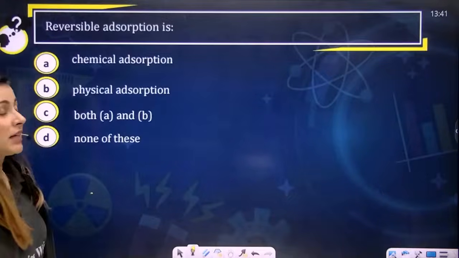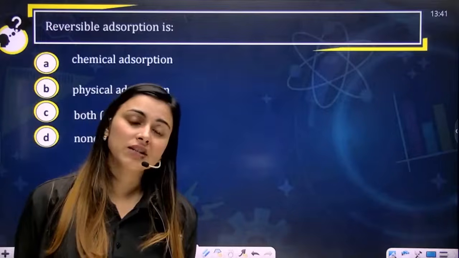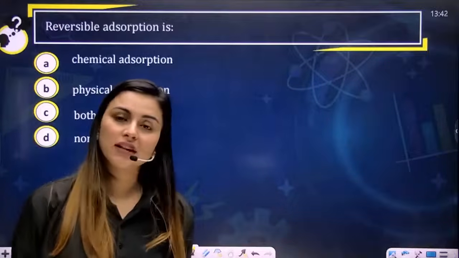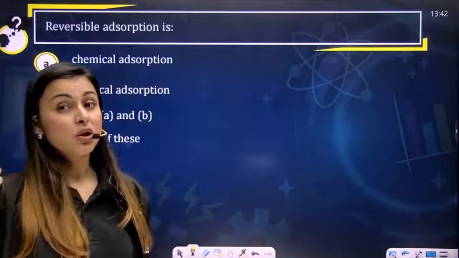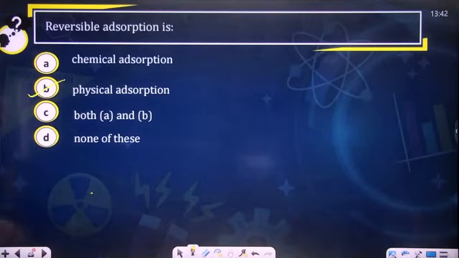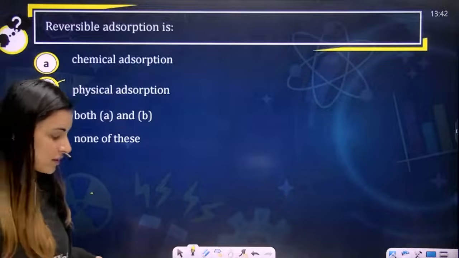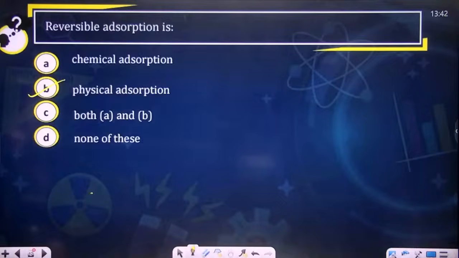Which is a reversible adsorption? Obviously, where there will be weak interactions, weak van der Waals interactions, their adsorption can take place. And that would be reversible as well. So we say that physical adsorption, option B will be your correct answer. Your chemical adsorption is irreversible process, because strong chemical bonds are formed.